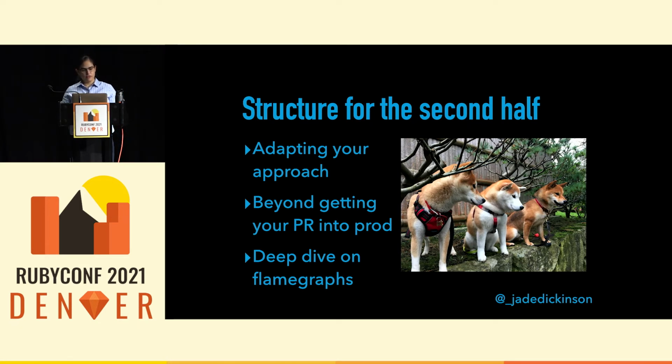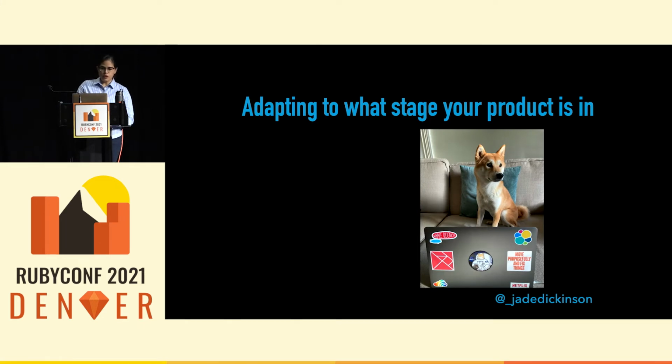So for the second half, first up, I'm going to talk about adapting your approach, what to do beyond getting your PR into production, and then we're going to really kind of look in detail at flame graphs. So we've talked about how to find slow code and get a PR making an improvement into production.